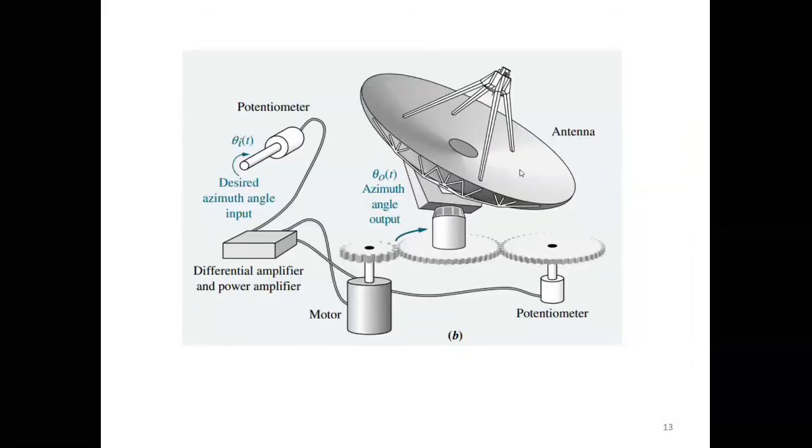Here, see, that is the antenna. Here they are using a potentiometer for the desired angle. Then the differential amplifier and power amplifier will power up the motor and another potentiometer. As a result, it will move. If these two move, the motor will run, the pot will turn, another pot will move, and it will move this one. If it moves, then the antenna will move.